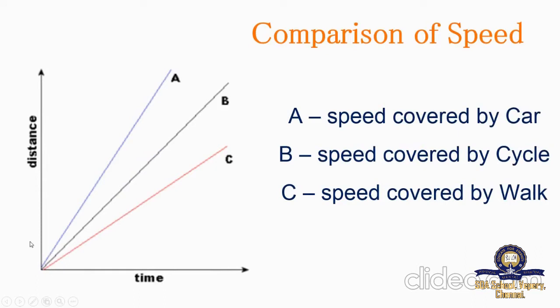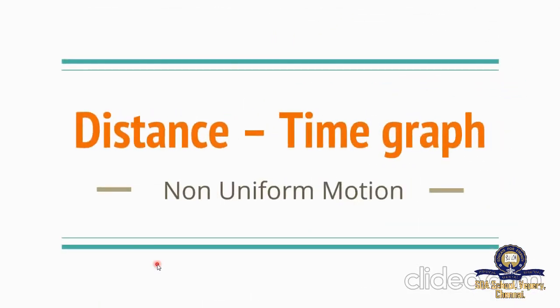The A graph denotes the speed covered by the car, B denotes the speed covered by the cycle, and C denotes the speed covered by the walker. So this is how we compare the speeds of different people. The slope of the line of the distance time graph becomes steeper and steeper as the speed increases. So this is how we draw the distance time graph for uniform motion.